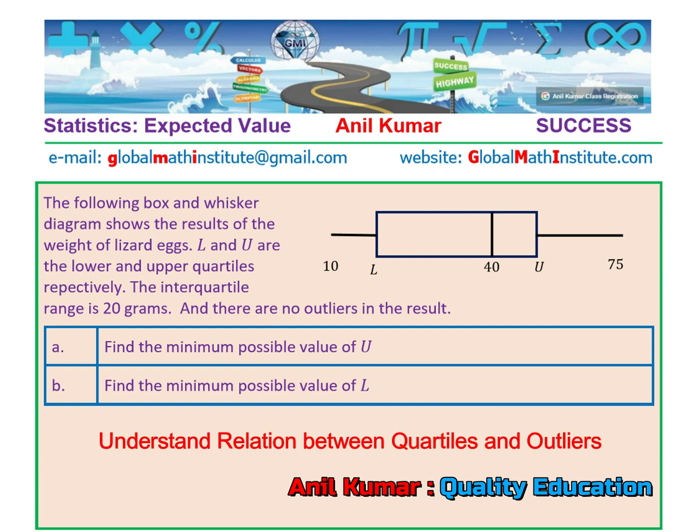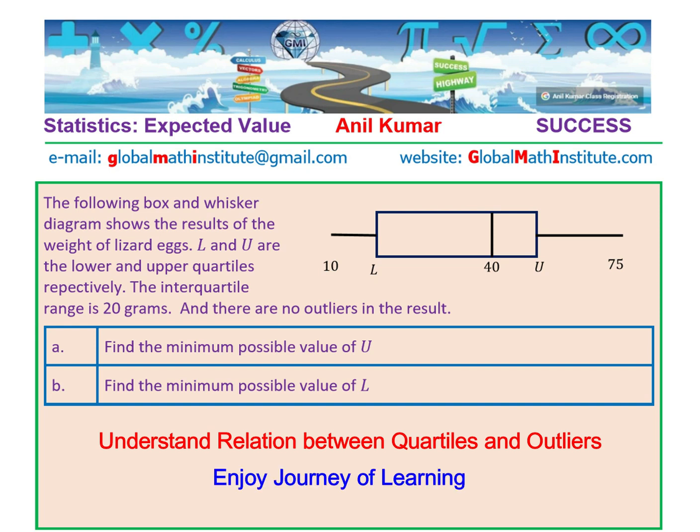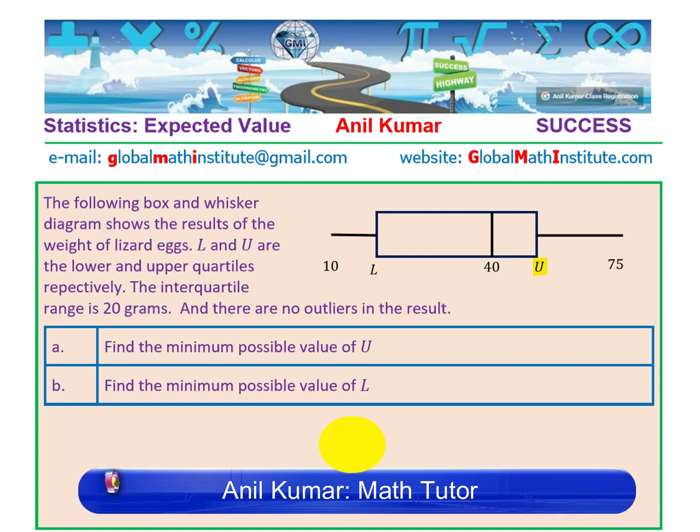Find the minimum possible value of U. Part B is find the minimum possible value of L. So we need to find the minimum possible value of U and also the minimum possible value of L.